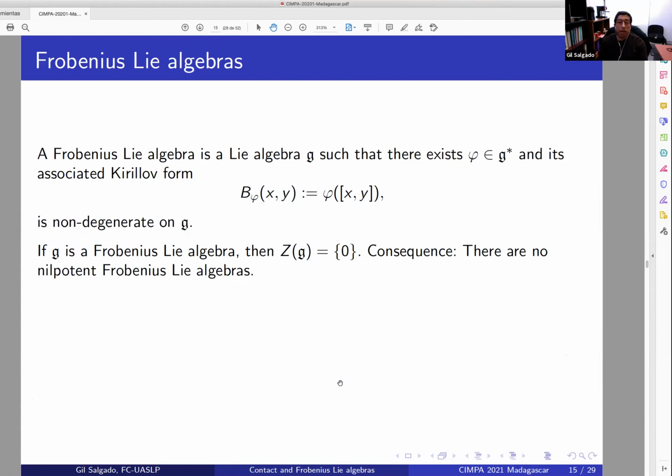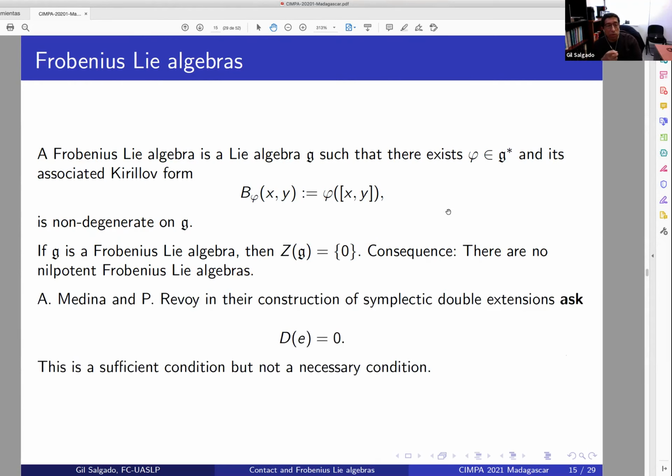Okay, now let me talk about Frobenius Lie algebras. We have a Lie algebra, and we are assuming that there exists a one-form, bar phi, and the associated Kirillov form given by this equation is non-degenerate on G. Obviously, if we have a Frobenius Lie algebra, then the center is trivial, and then there are no nilpotent Frobenius Lie algebras.